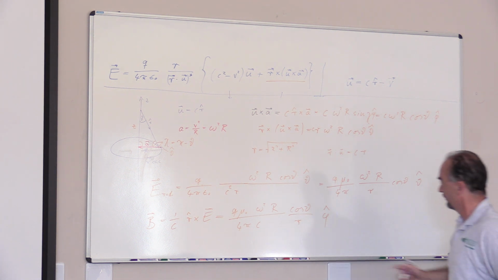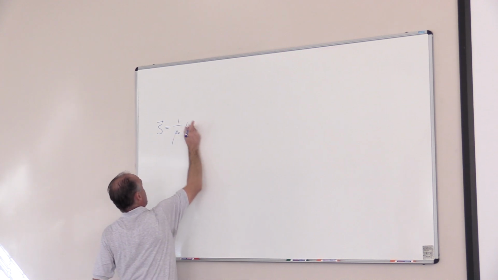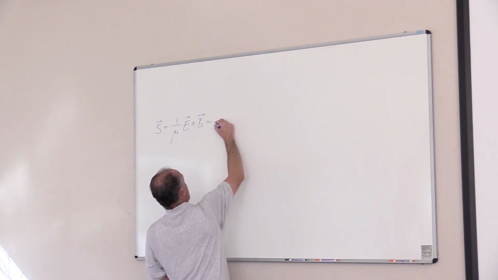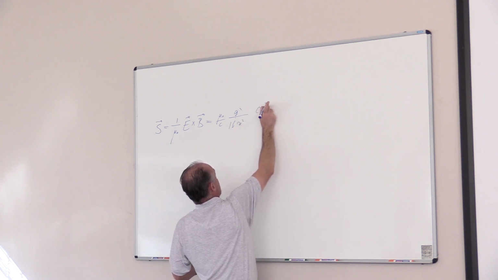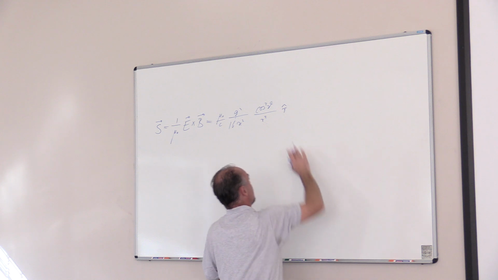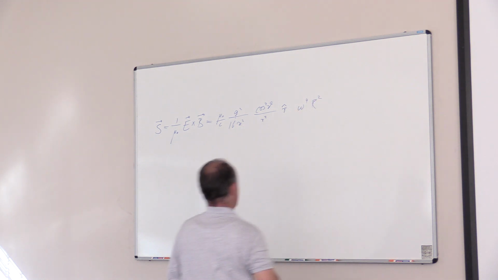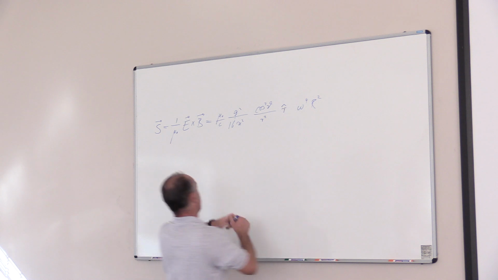Okay, then we need the pointing vector here. I hope everybody remembers what the pointing vector S is: 1 over mu naught E cross B, which equals mu naught over C, Q squared over 16 pi squared, cosine squared theta over R squared, in the R direction, times this omega squared. I have all the terms there, I think. Okay, so that's the pointing vector at any given time t.